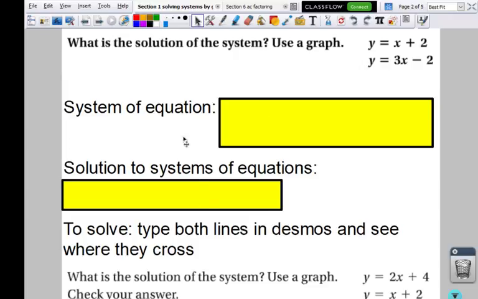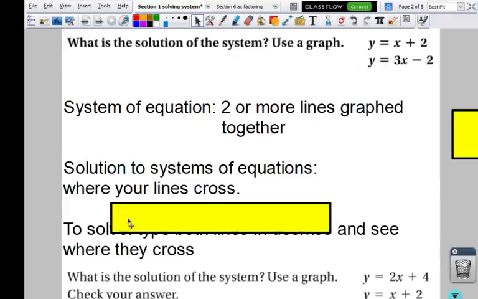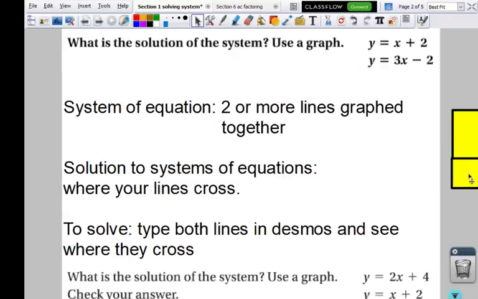So, a system of equations is 2 or more lines graphed together. If I want to know what is the solution to this system of equations right here, I'm going to start by graphing these together today. So, we're going to be looking at multiple lines and where they cross, basically. A solution to a system of equations is just where your lines cross. We're going to be using Desmos a lot today to do that.